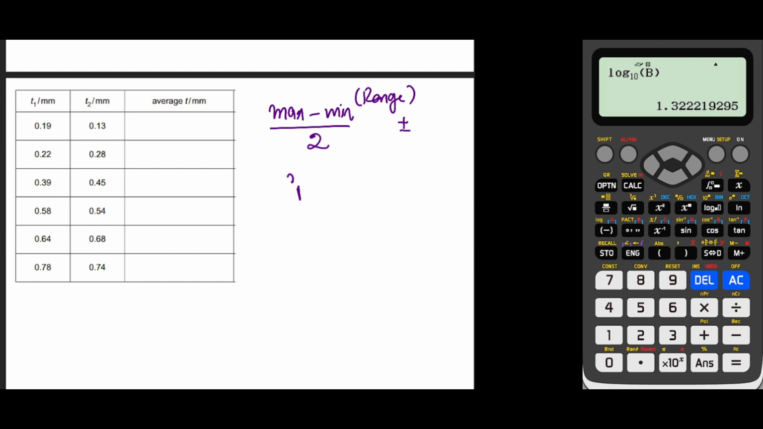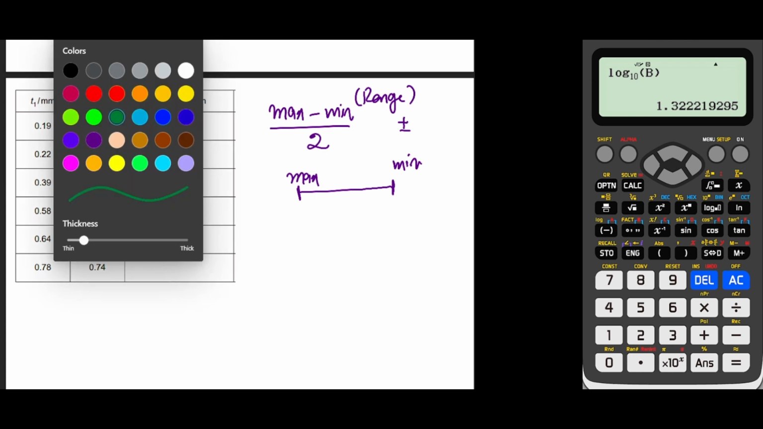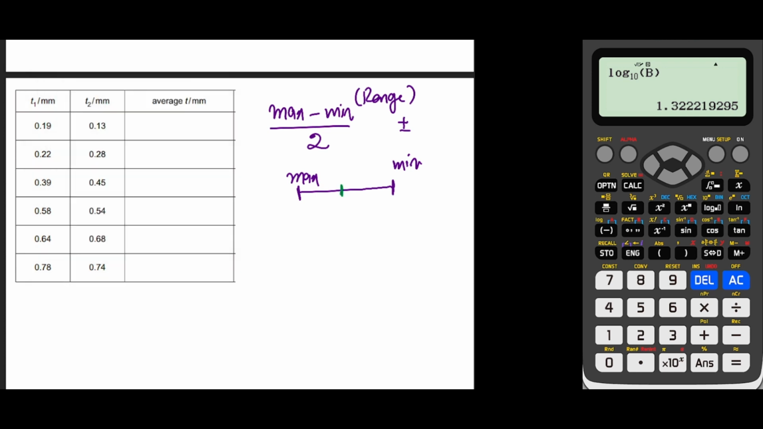So your maximum value exists at this point. Your minimum value exists at this point. When you divide this range by 2, it finds a value for the maximum number. Let's rewrite this again. So we have a maximum value and we have a minimum value. When you divide the whole range by 2, it gives you a value for the maximum and a value for the minimum. So collectively, it's written as plus minus.